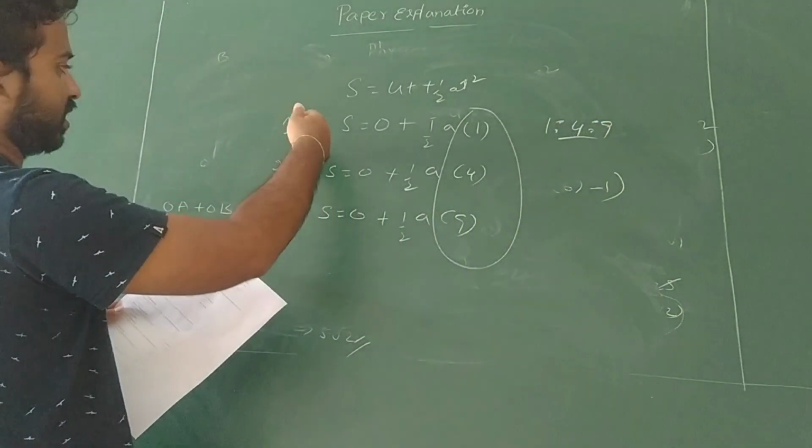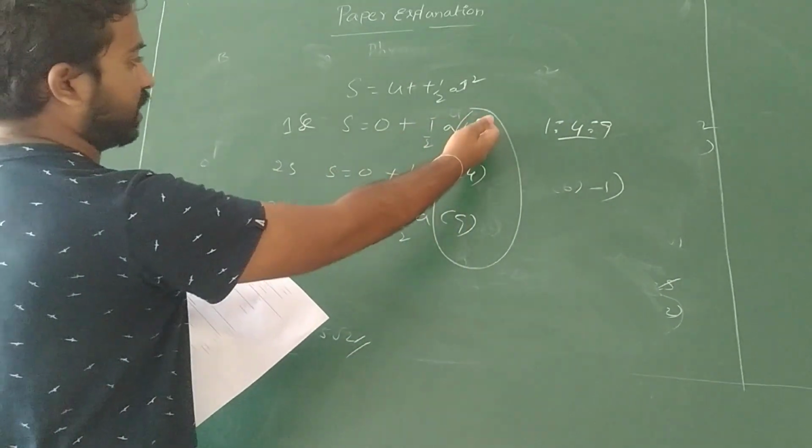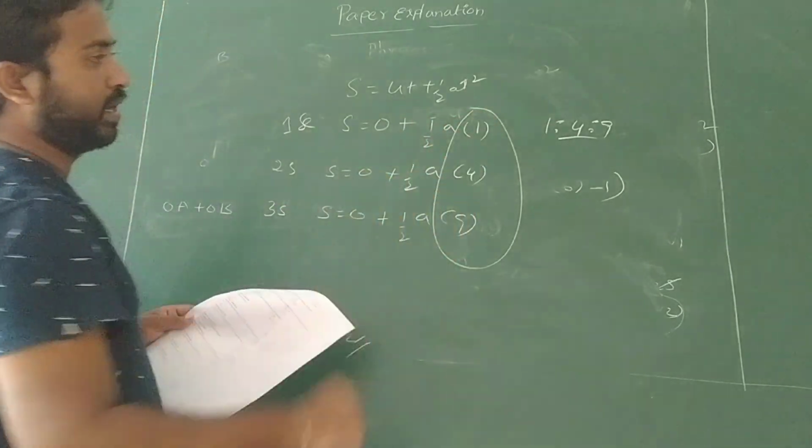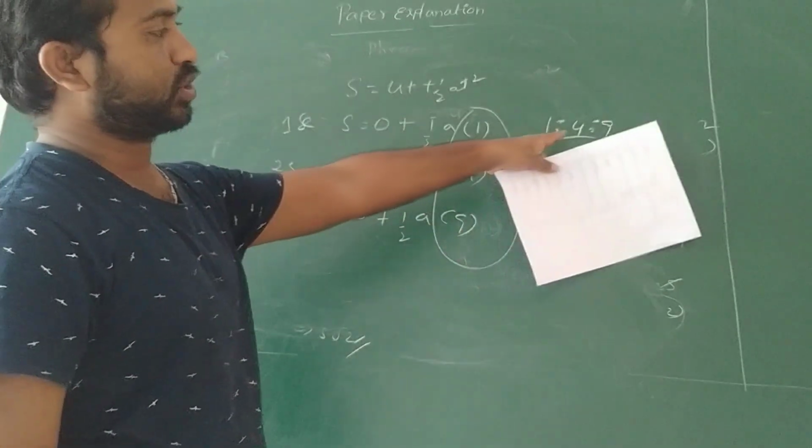You can calculate s1 by s2 by s3. Then all the half a will be cancelled, and finally 1, 4, 9 will be there. So this is the answer for the last question, that is 1 is to 4 is to 9.